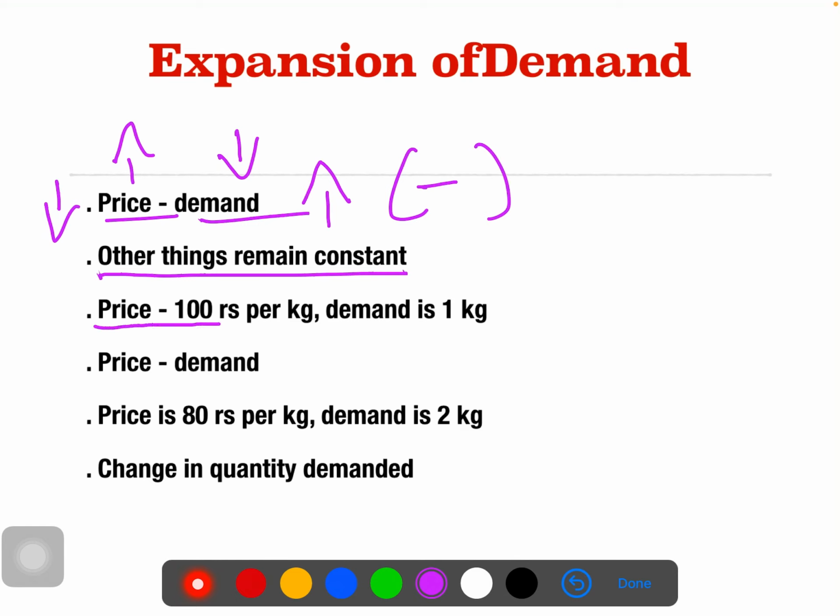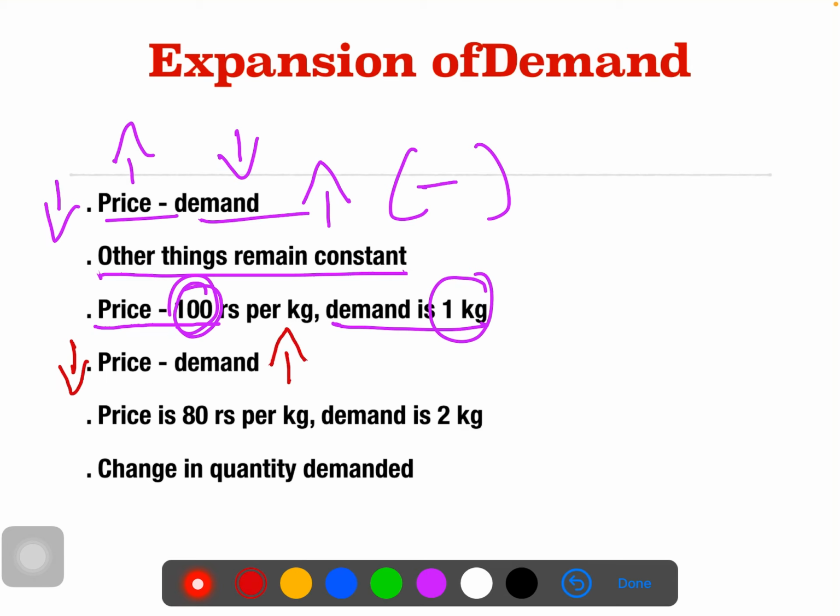So right now, just assume the price of apple per kg is 100 rupees. When the price is 100 rupees per kg, your consumers are going to purchase, that is demand, 1 kg. In case the price is going to decrease, when price decreases, automatically demand is going to increase.